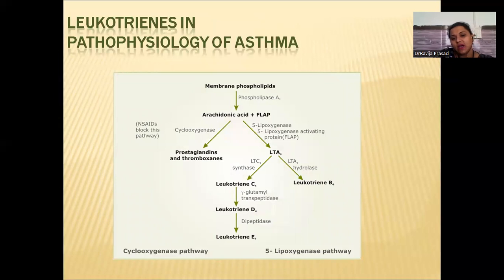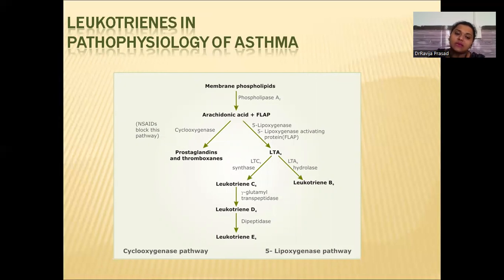Now, this is the diagrammatic form, and this is the written form. In the first step, the membrane phospholipid, through phospholipase A2, releases arachidonic acid. This leads to the cyclooxygenase and 5-lipoxygenase pathways. 5-lipoxygenase activating protein is called FLAP.